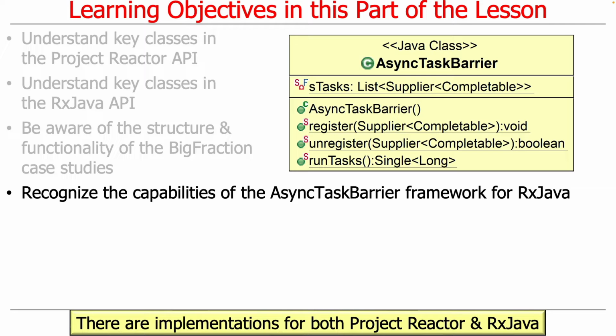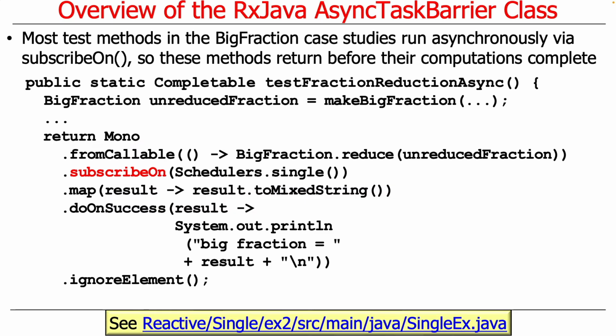So there's implementations of this programming API for both Project Reactor and RxJava. Since we're just focusing on RxJava in this class, we're going to focus on the AsyncTaskBarrier framework for RxJava. But if you're curious, you can also go and look in my GitHub repository and find the same sort of thing for Project Reactor, which is similar but not identical to RxJava.